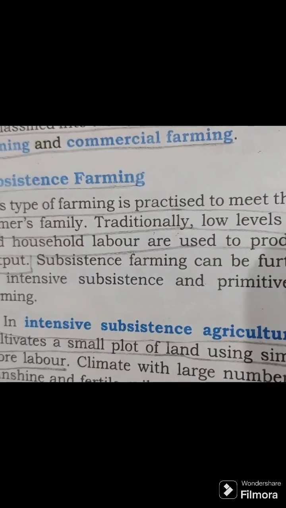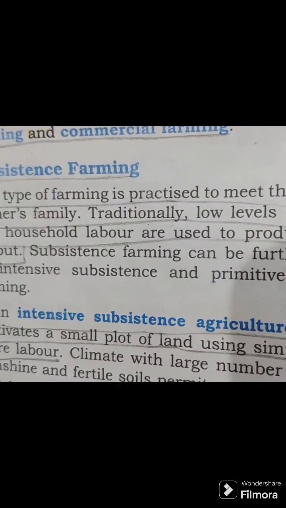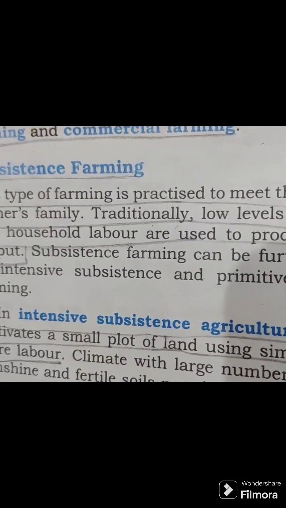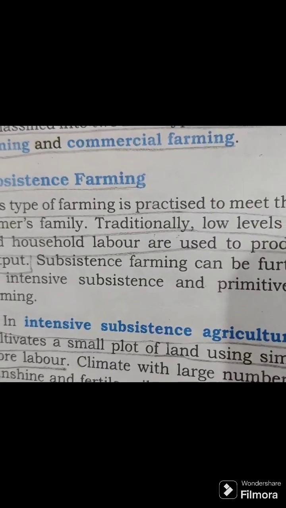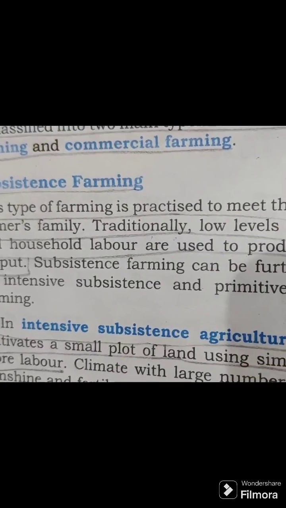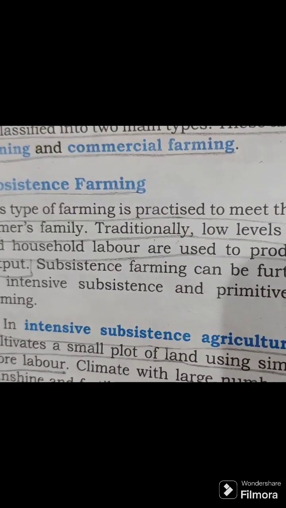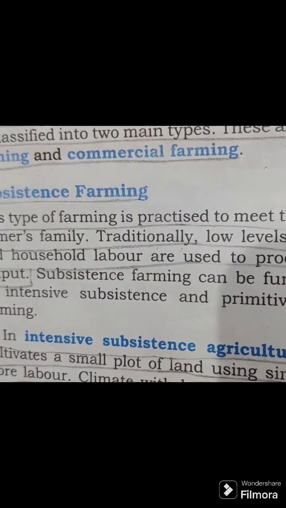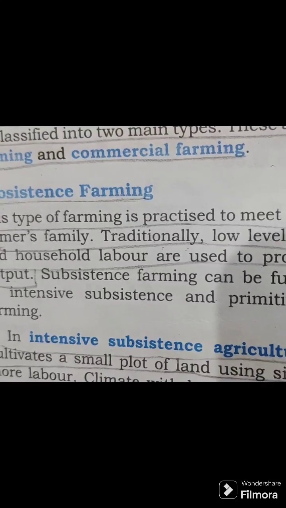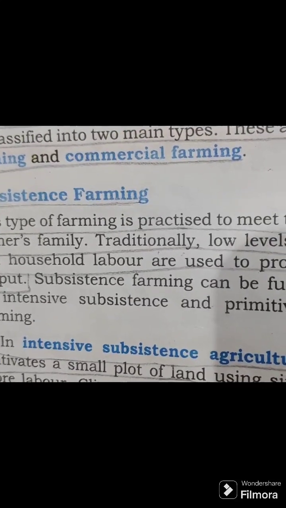Subsistence farming is practiced to meet the need of the farmer's family. Traditionally, low levels of technology and household labor are used to produce a small output. Subsistence farming can be further classified as intensive subsistence and primitive subsistence.